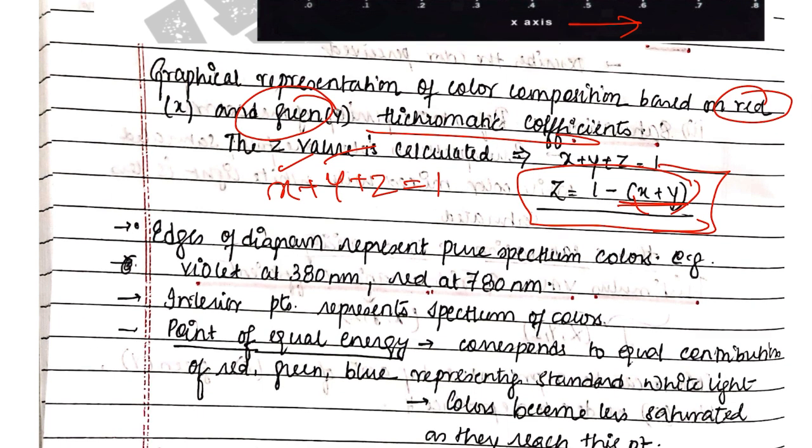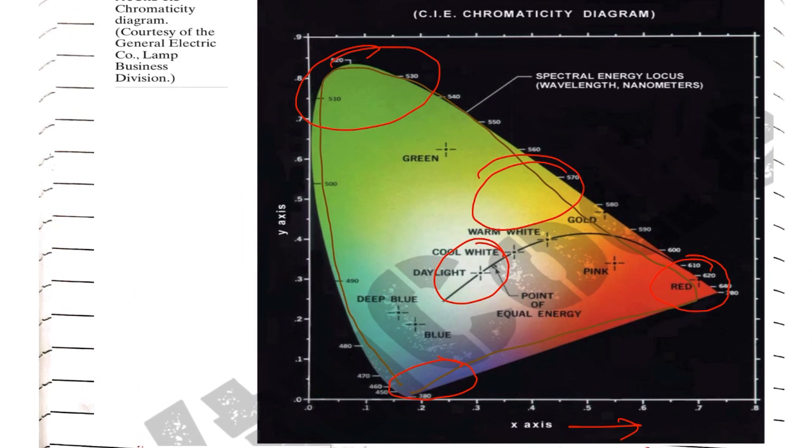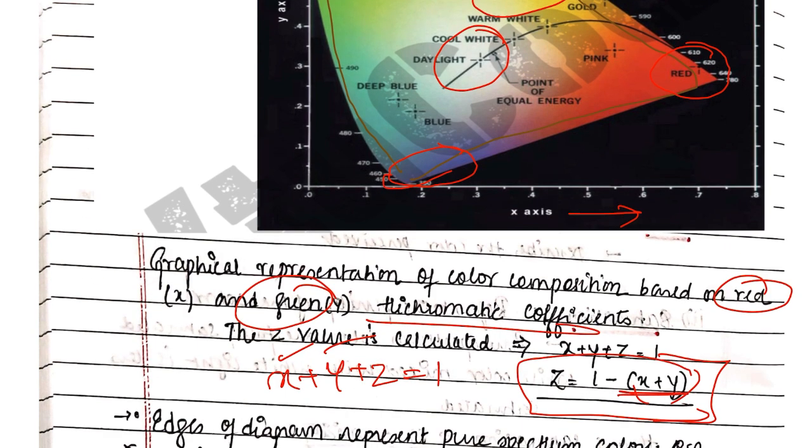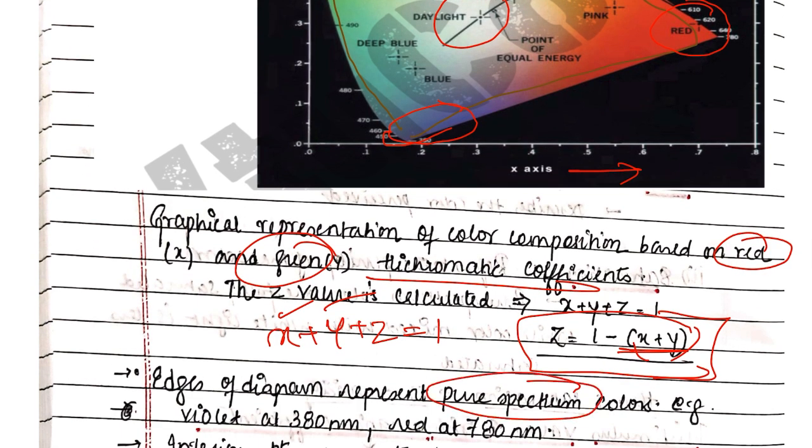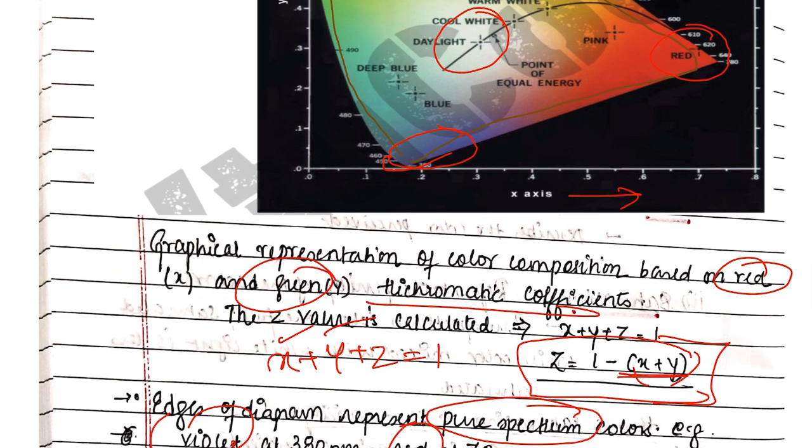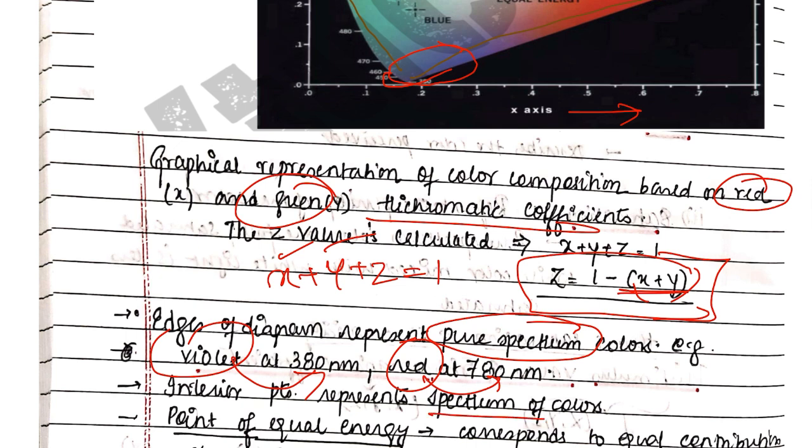Next, the edges of the diagram. The edges of this diagram represent the pure spectrum of colors, that is colors from violet to red. The violet wavelength is 380 nanometers, and for red it's 780 nanometers. The interior points represent mixtures of colors, because obviously it is the interior of the figure, so a different spectrum of colors can be obtained.